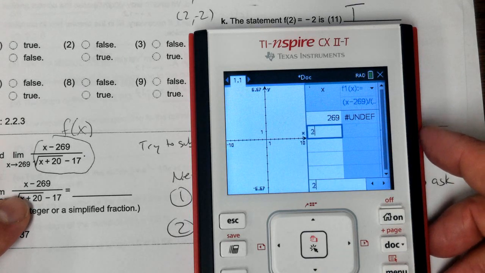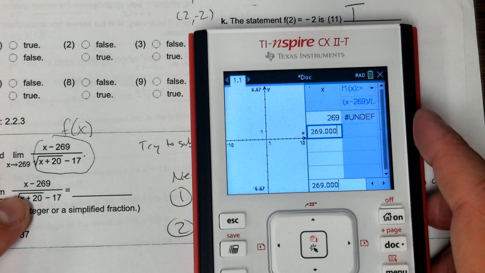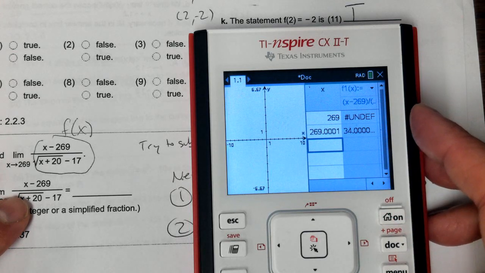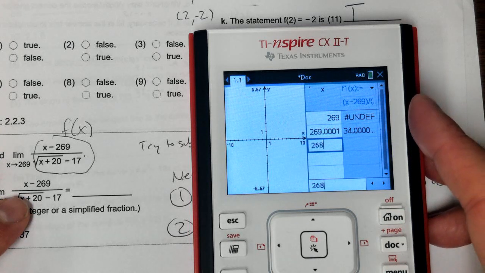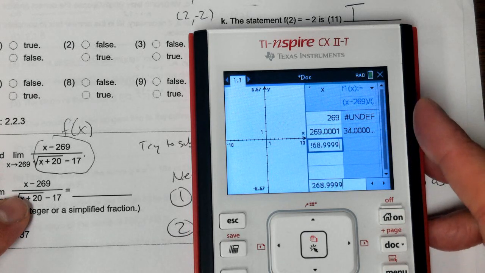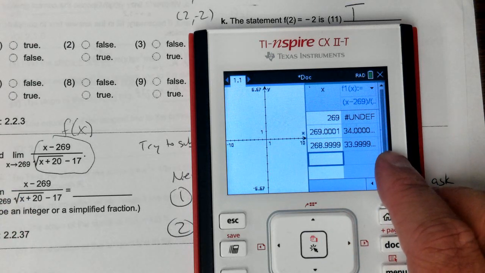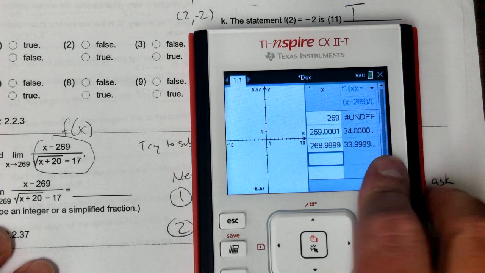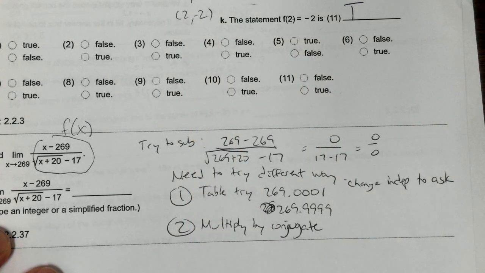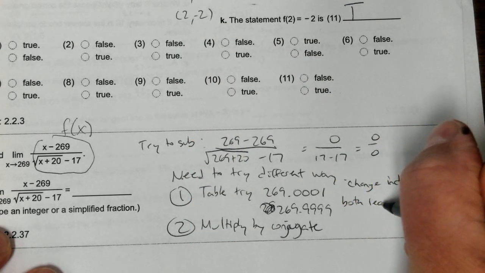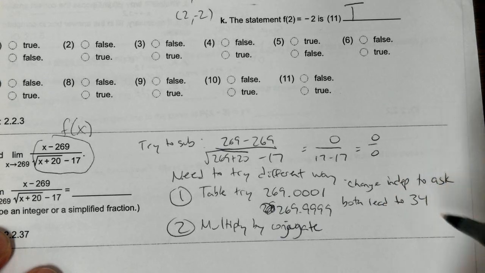But if I did 269.0001, it gives me 34. If I do 268.9999, it gives me 33.999, so we get 34 from the squeeze theorem. So both lead to 34.